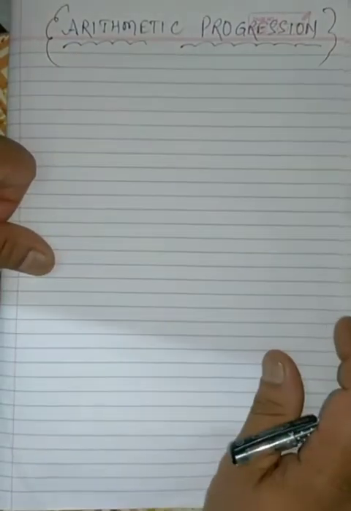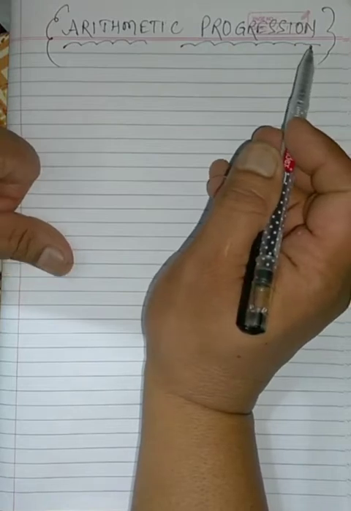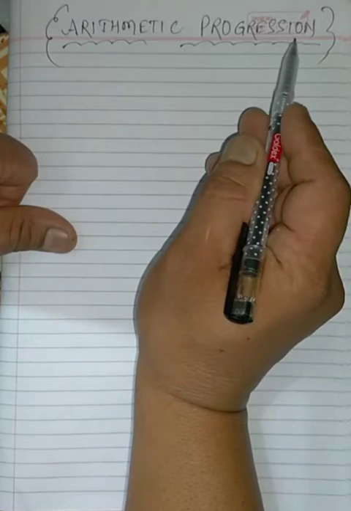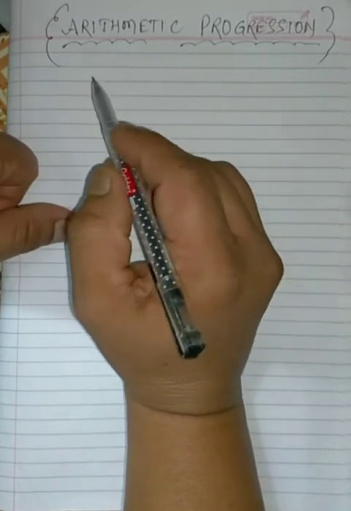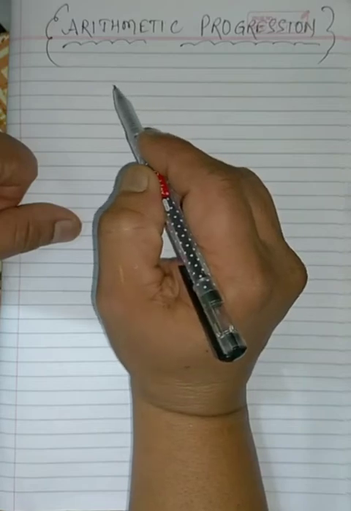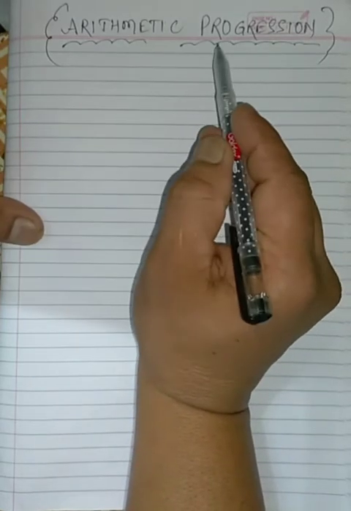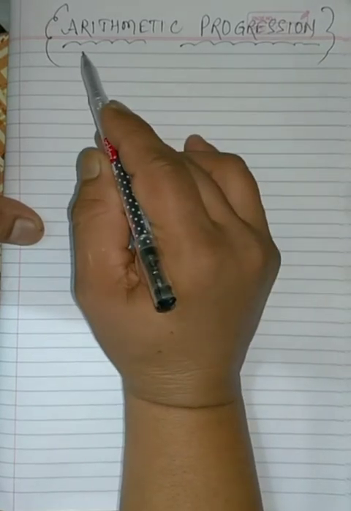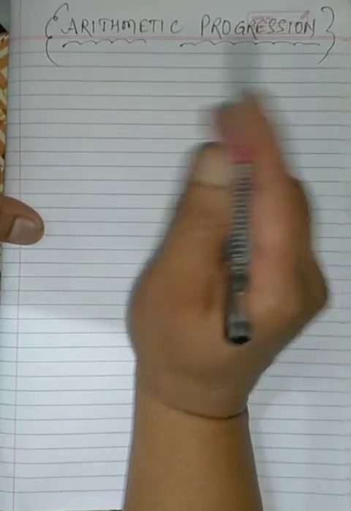In this video, we will talk about arithmetic progression. It is a combination of two words, arithmetic and progression. The meaning of arithmetic we all know. Arithmetic means something which is dealing with maths, mathematical. And progression is the list of numbers. So, arithmetic progression means the list of mathematical numbers, countable numbers.